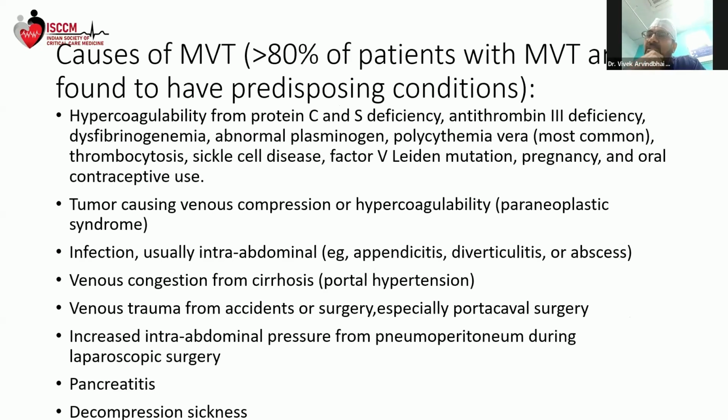Now the next is mesenteric venous thrombosis. More than 80% of patients with MVT are found to have predisposing conditions like hypercoagulability from any of these reasons: tumor causing venous compression or hypercoagulability, infection, usually intra-abdominal, like severe peritonitis or perforation, venous congestion from cirrhosis, venous trauma from accidents or surgeries, pancreatitis, decompression sickness. These all are the predisposing factors which eventually lead to mesenteric venous thrombosis. Next.